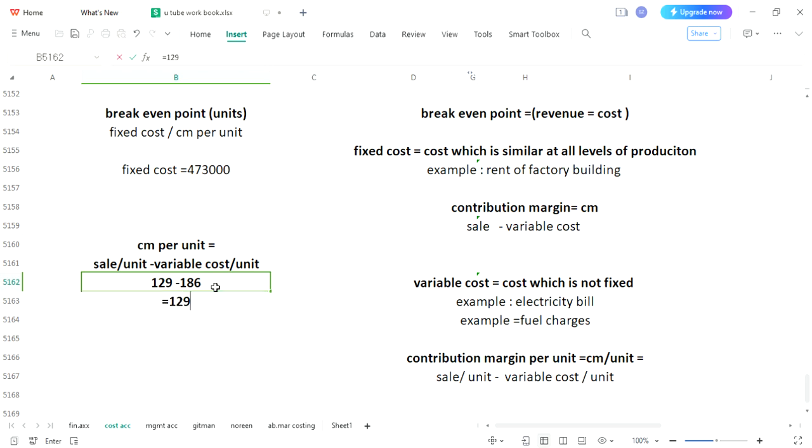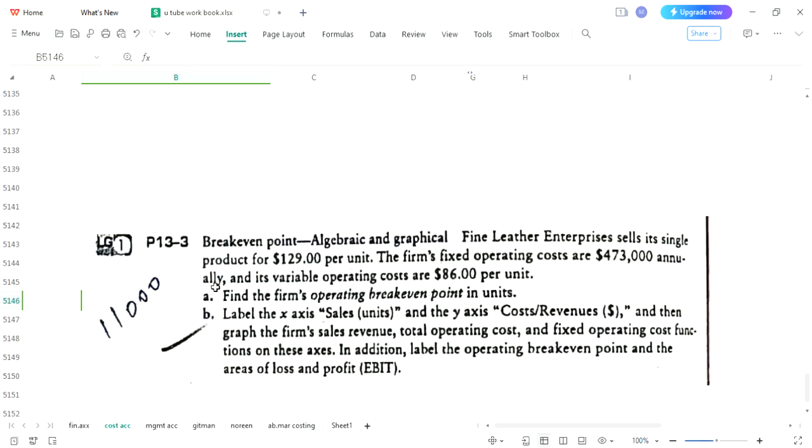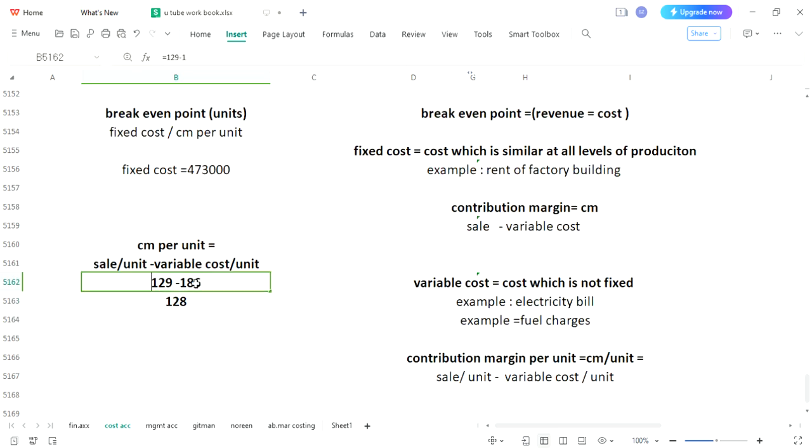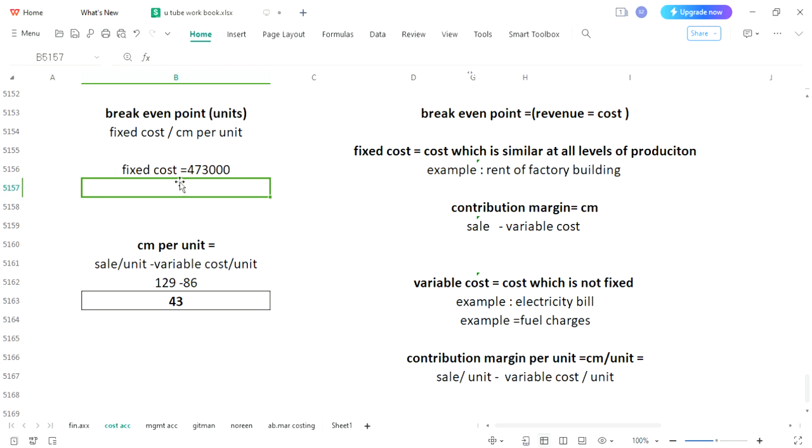Now you can put it on your calculator. Let me confirm it: yes, it was 86, not 186. So here you can put it on your calculator: 129 minus 86, so we have got our CM per unit. This was needed to put in our formula. Let's mark it. Okay, so here you can put your CM per unit, which we have calculated, is 43.